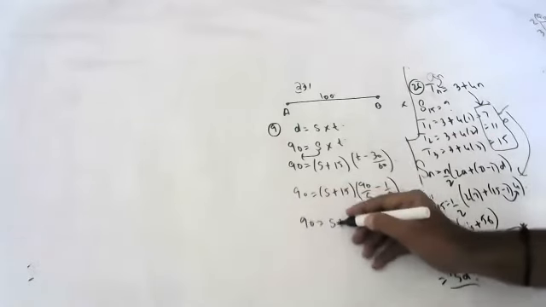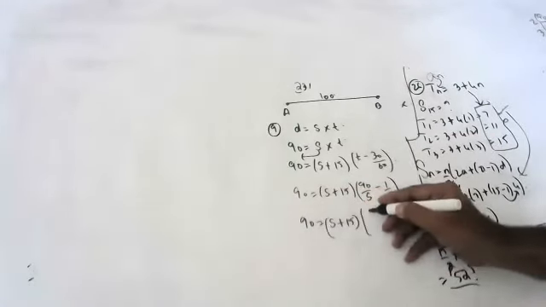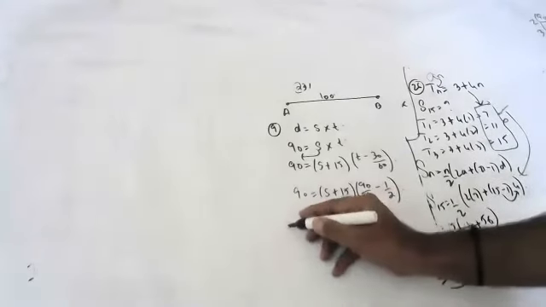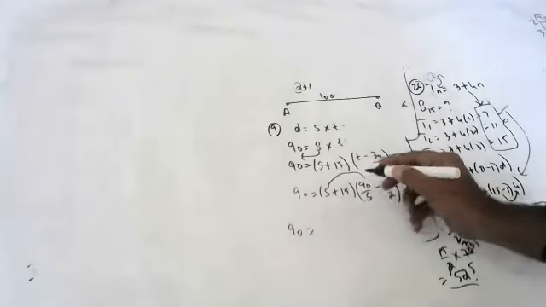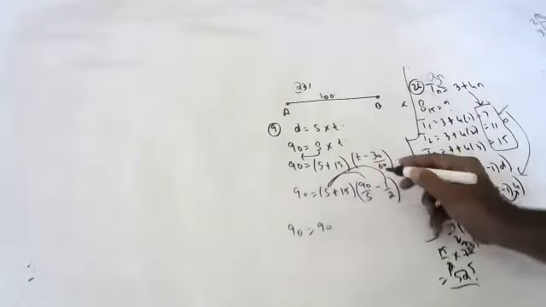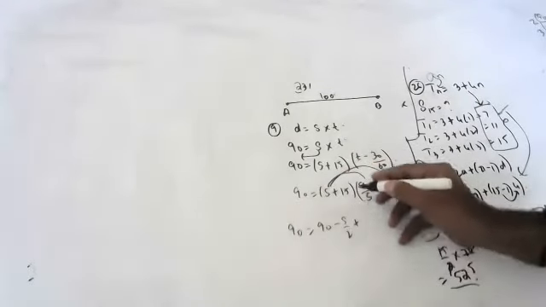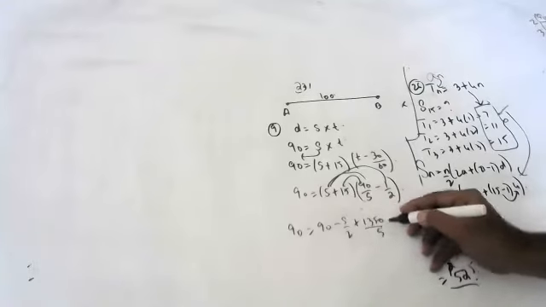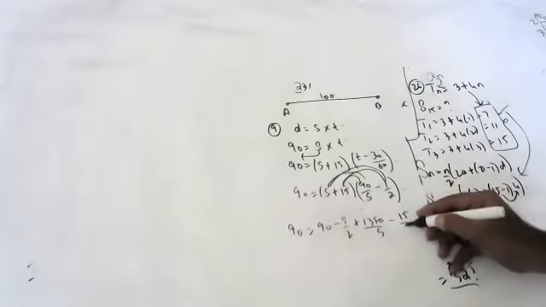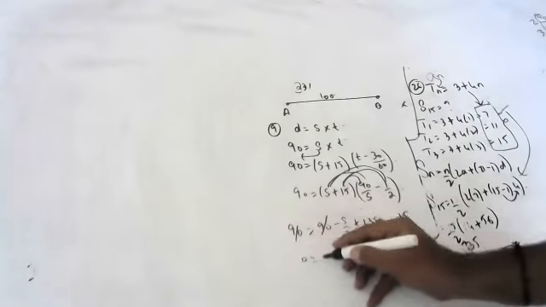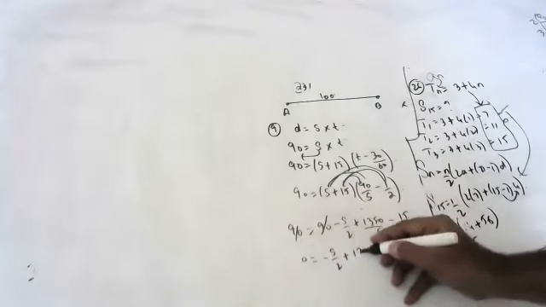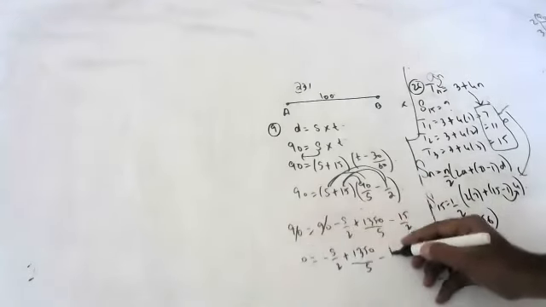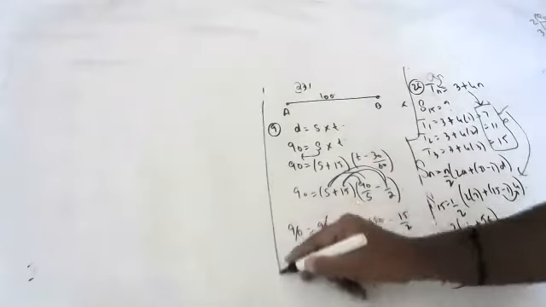90 is equal to (s plus 15) into... okay, let's start multiplying. So 90 is equal to: this into this is 90. This into this is minus s by 2. This into this is 1350 by s. This into this is minus 15 by 2. Please check, children: 0 is equal to minus s by 2 plus 1350 by s minus 15 by 2. Please check this one.